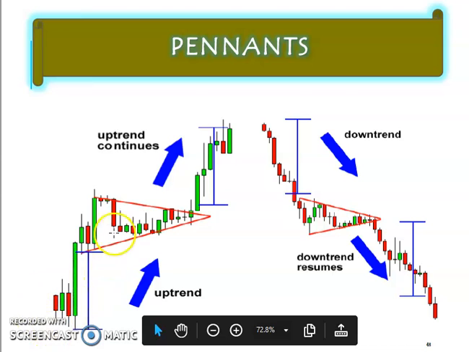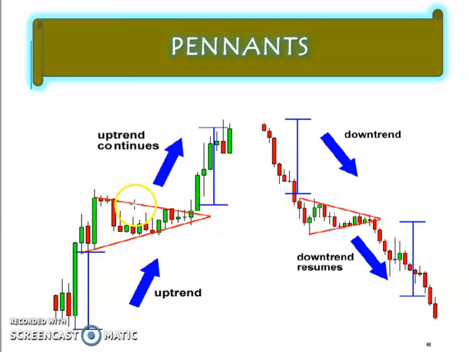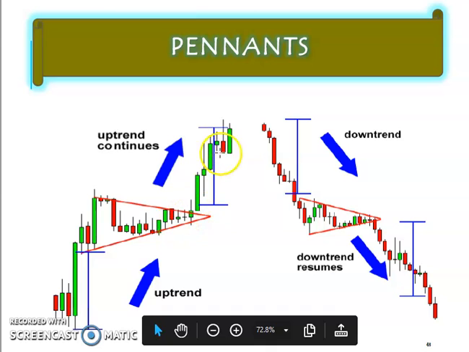For example, in this one, we can see that the price increases and the price makes a correction. When we draw a line for this correction, it looks like a pennant. So we know that once the pattern is complete and the price breaks the resistance line, it is a signal that the existing trend will continue upward.